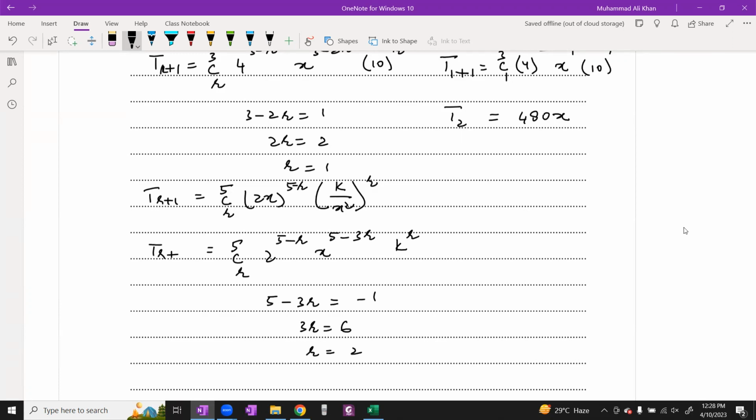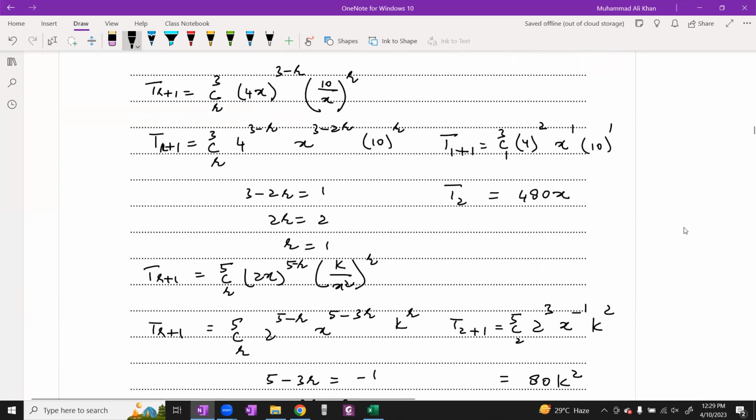Here is t r plus 1. So t 2 plus 1 equals to 5C2, 2 to the power 5 minus 2, x to the power minus 1, and k to the power 2. So it will be 80k square.